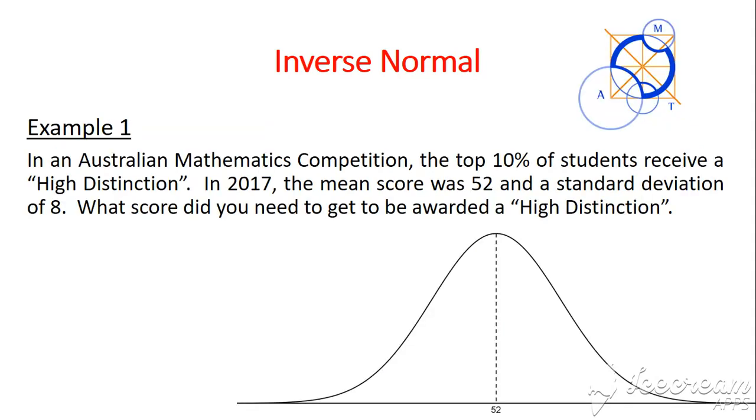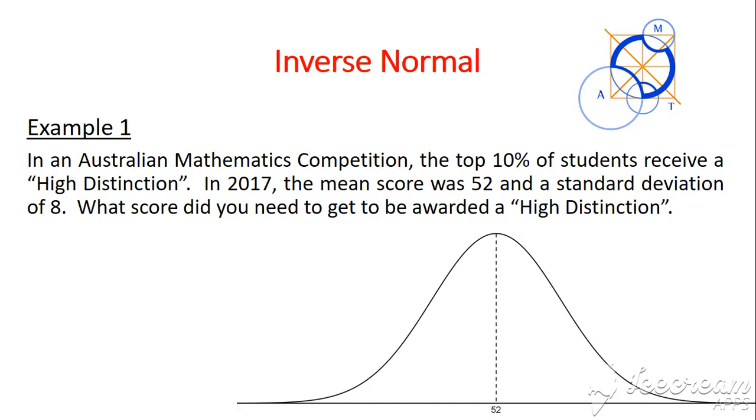Right, example 1. In an Australian maths competition, the top 10% of students receive what's called a high distinction certificate. In the 2017 competition, the mean score was 52 and the standard deviation was 8, which means we're assuming that the competition was normally distributed, which it would be in real life. What score did somebody have to get to be awarded a high distinction?